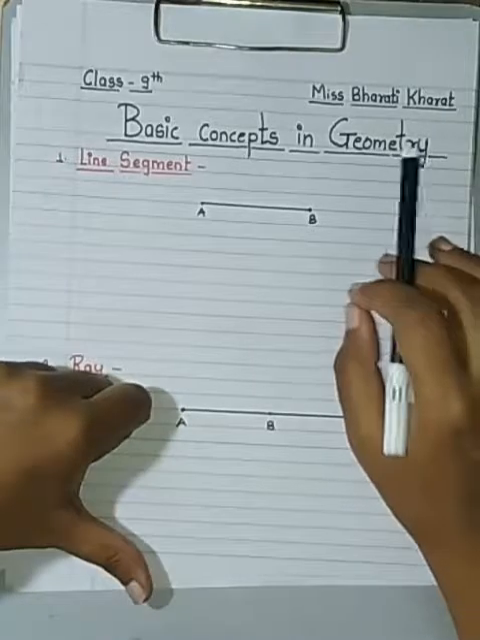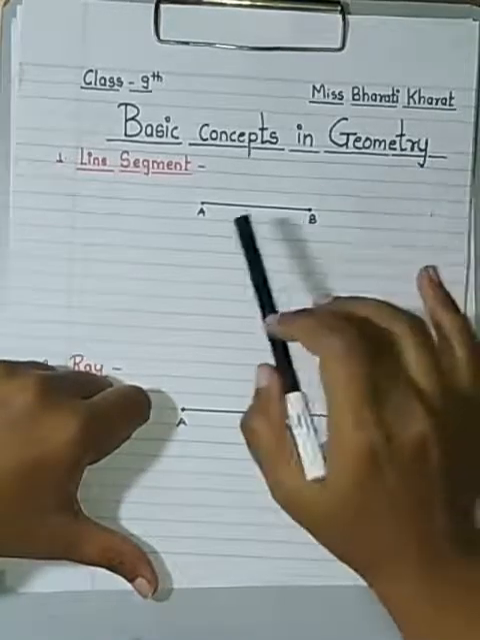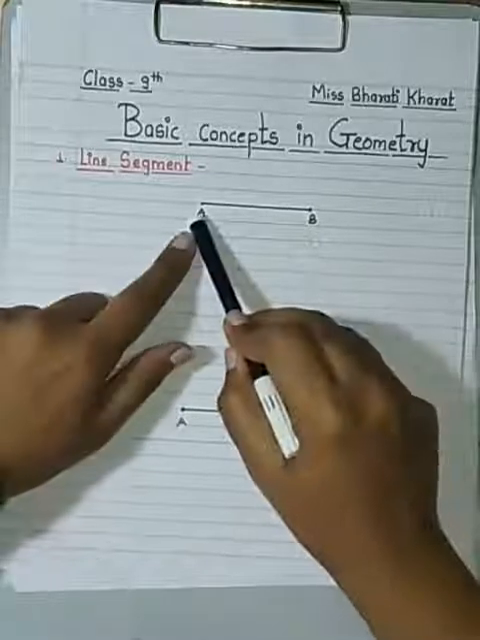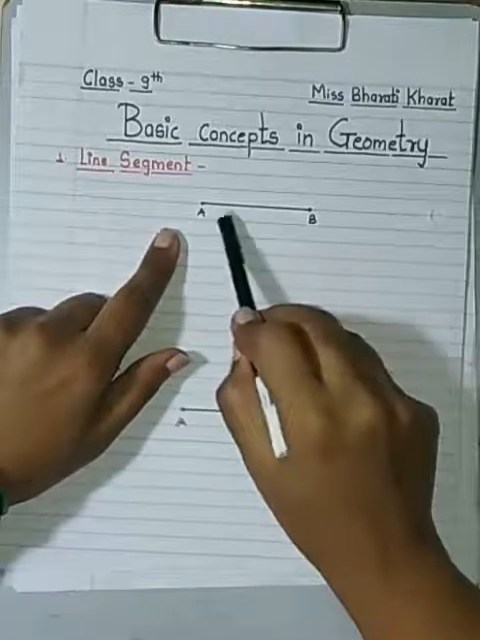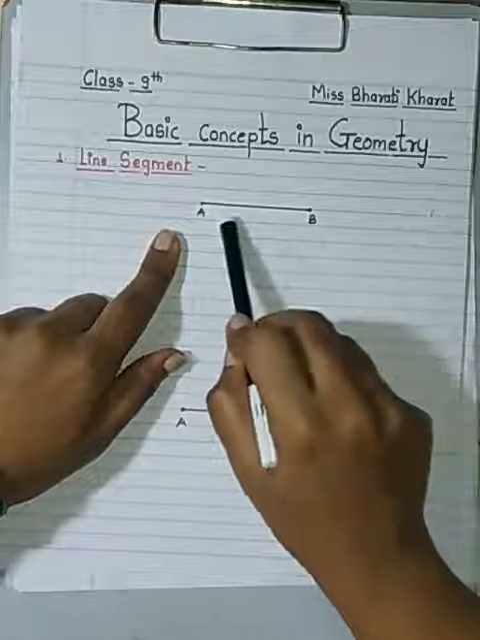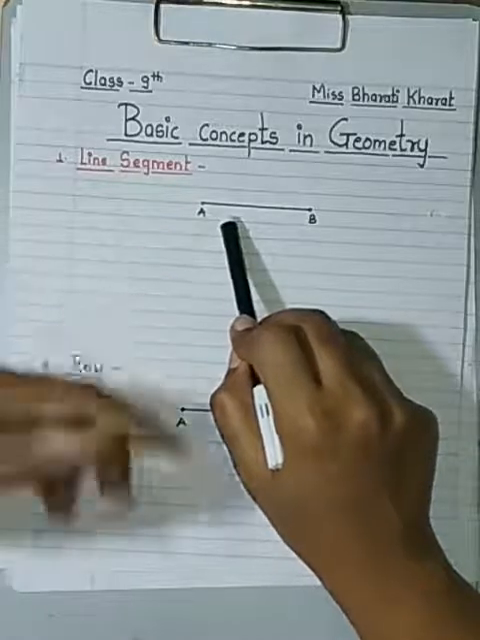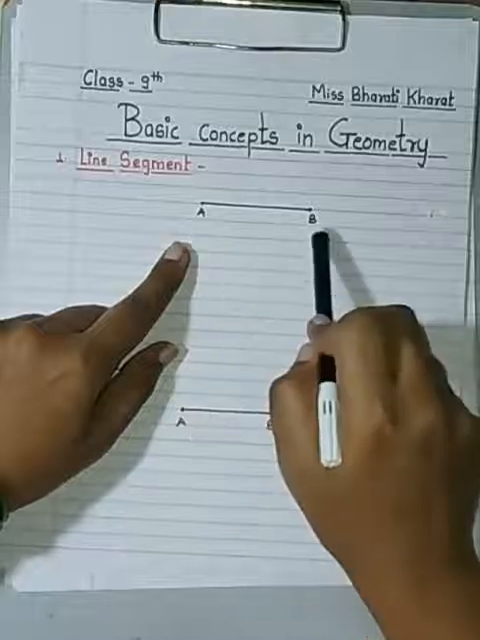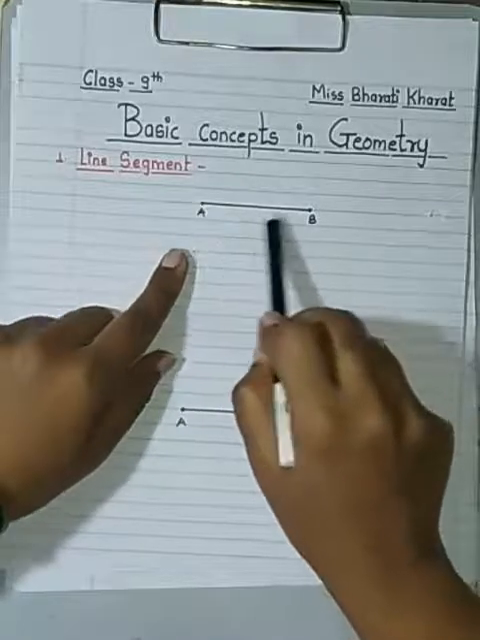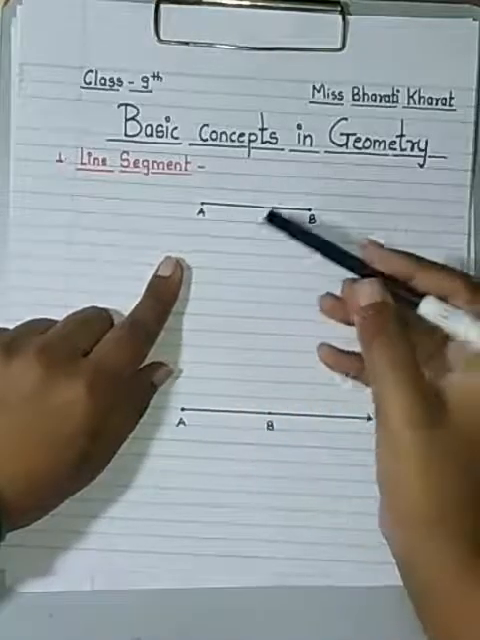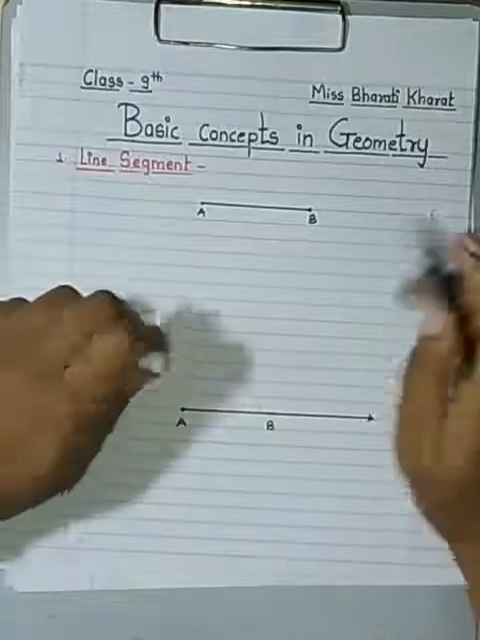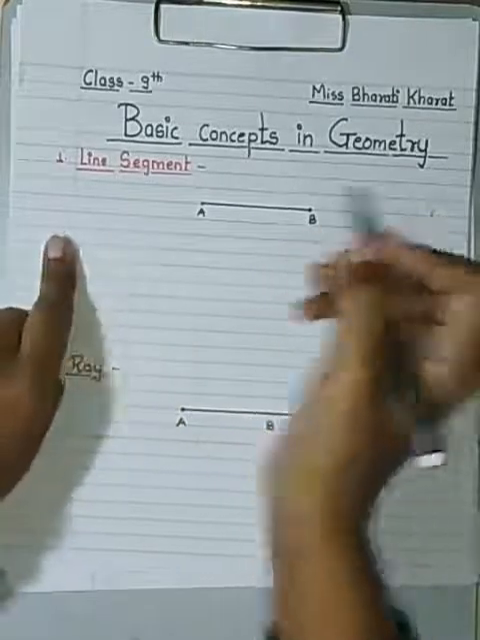Now in terms of set theory, we can define this line segment as the union of point A, point B and all the points between A and B. In other words, you can call the collection of point A, point B and the points between A and B a line segment. Now children, we'll write down this definition.